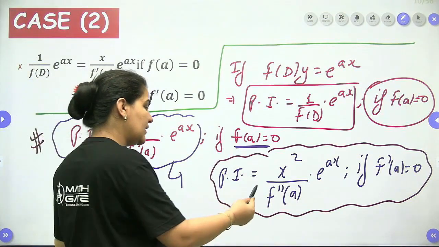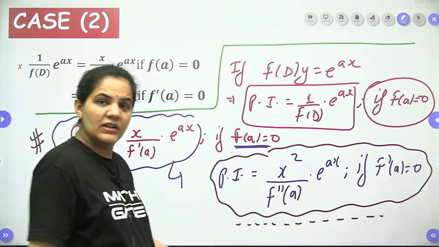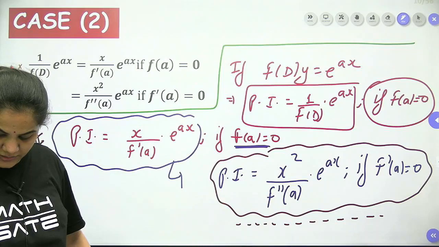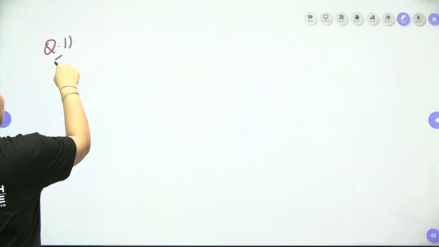So it's not necessary that it stops here. It can proceed further, right? So we can go for it. Okay, now let me write down one or two examples based on this one. Let's have a discussion on the first example.